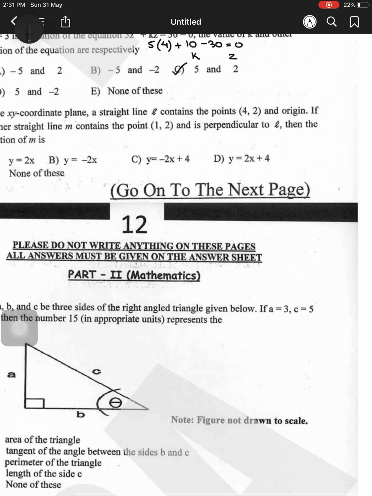In this next question, we're gonna find out the gradient first, which is change in y upon change in x. So 0 minus 2 upon 0 minus 4, m is equals to 1 upon 2. Now we know for perpendicular, m multiplied by m1 is equals to minus 1. So m1 is going to come out to be 1 upon minus 2. So we're going to make the equation y minus 2 is equals to minus 2 x minus 1. It's going to come out to be y is equals to minus 2x plus 4, which is C.